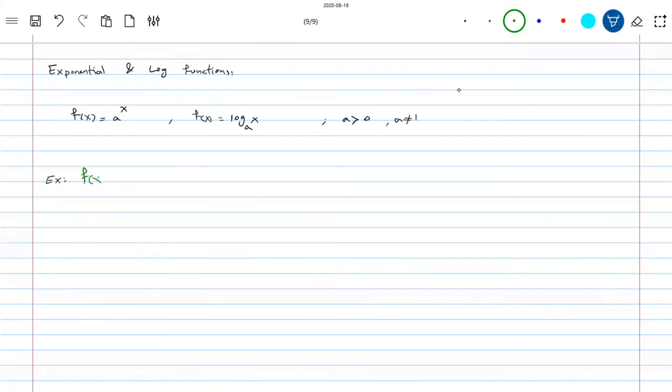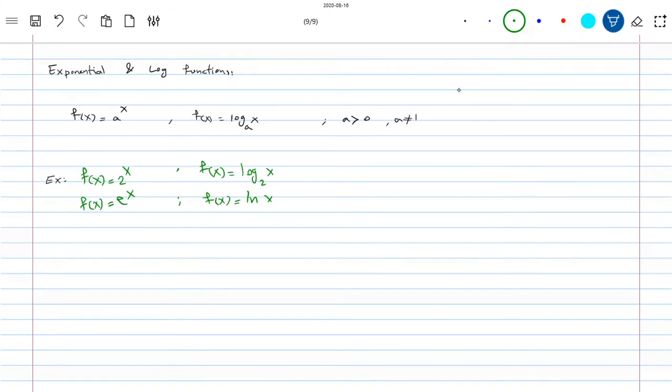For example, f of x equal to 2 to the power x. This is an exponential. E to the power x. E was a constant like pi, if you forgot. On the other side, log is an inverse function for the exponential. So you have the base fixed, something like ln x. That was a log function with the base of e.